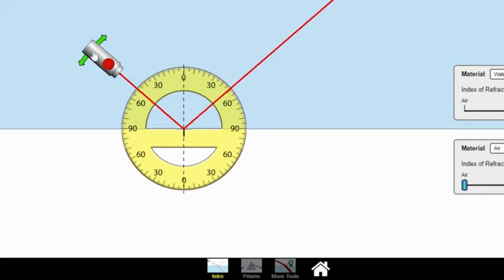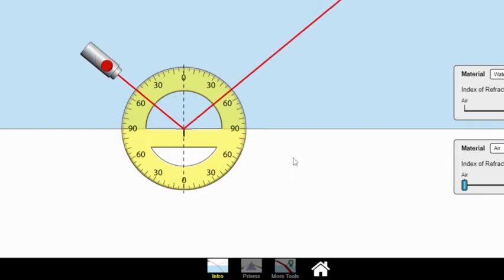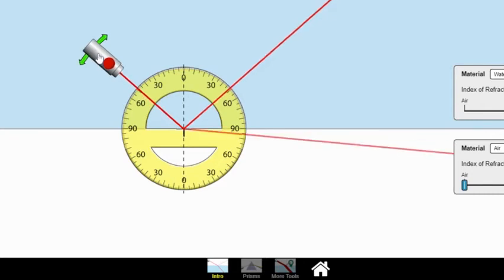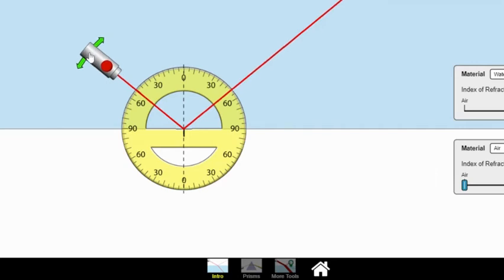When I was at 48 degrees even, there was a light ray. But when I'm at 50 degrees, there is no light ray. So somewhere between here, 50 degrees, no light ray, and here, 48 degrees, a light ray down here in the air, somewhere in between there, something important happens. The light bends so much that you cannot see it in the new medium.